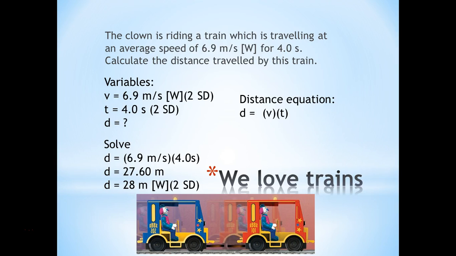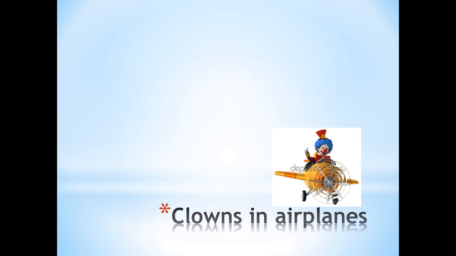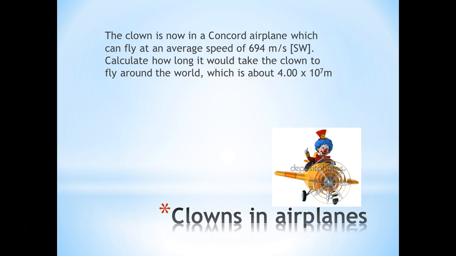Now clowns have been walking, they've been on trains, what else could they possibly do? They can go in an airplane! So now he's in a Concorde airplane, which is a super fast airplane. It can fly at the average of 694 meters per second going southwest, perhaps down to Arizona. Calculate how long it would take the clown to fly around the world. Oh, he's not going to Arizona, he's going around the world, which is about 4 times 10 to the 7 meters. Oh my goodness, do we remember scientific notation?